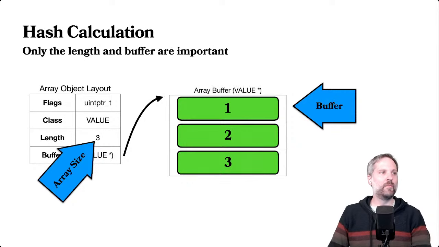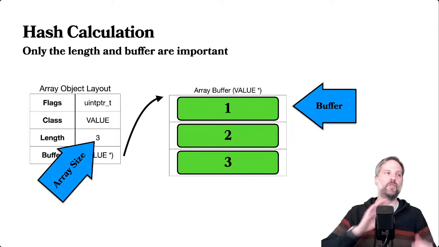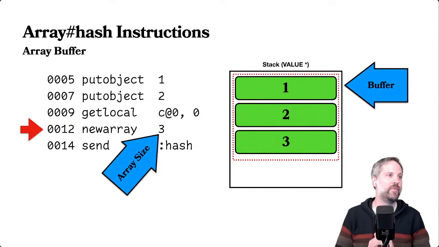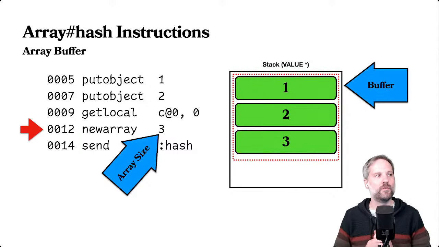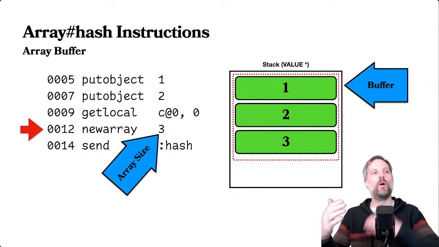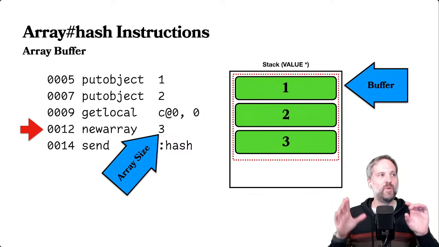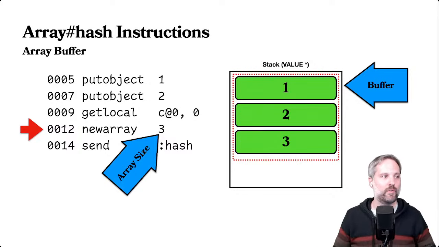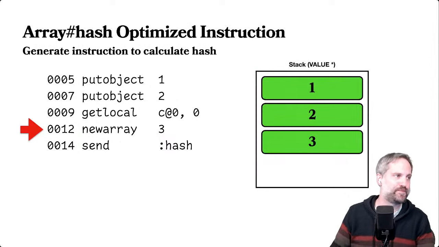Now, if we go back to the VM instructions and pause right here before actually allocating the array, we can see we have the length embedded in the VM instructions. So we have that value 3, we know the length. And we also have the buffer for the array, which is actually on the VM stack. So we have those two pieces of the puzzle. We know the length and we have the buffer, so we can iterate over all of those even though we don't have a Ruby object.